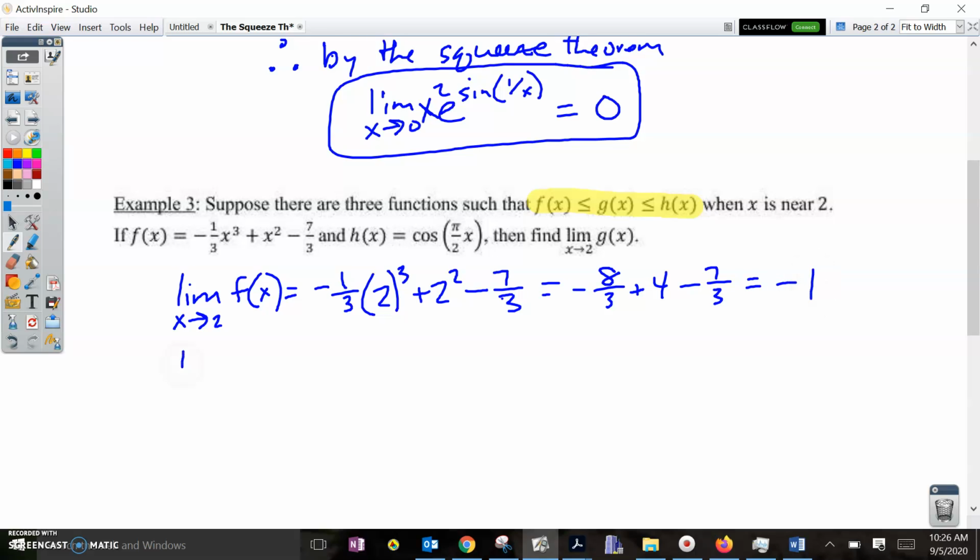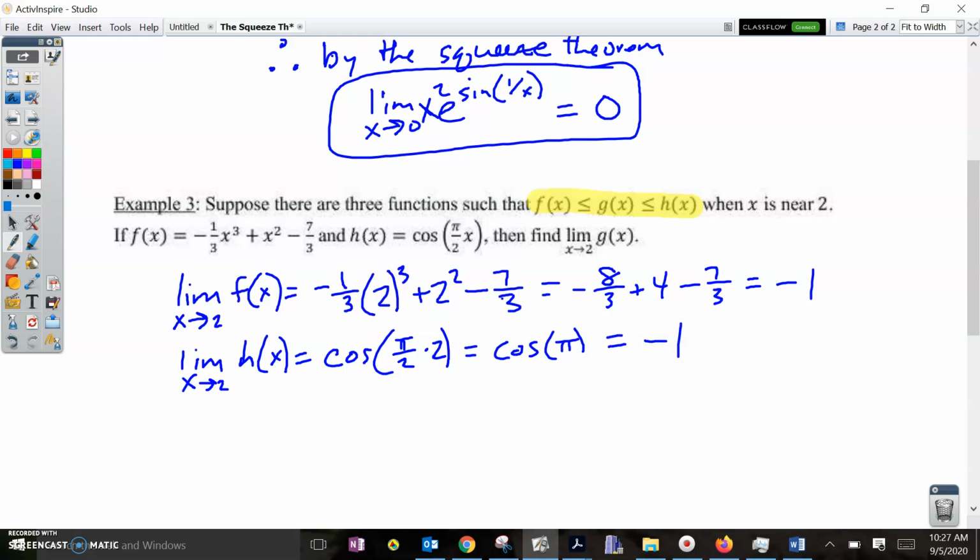We'll do the same thing to find the limit as x approaches 2 of h of x. We'll substitute 2 in here for x. That's the cosine of pi over 2 times 2, or the cosine of pi, and the cosine of pi is -1. So we ended up with the same limit value, and therefore the limit as x approaches 2 of g of x is equal to -1.